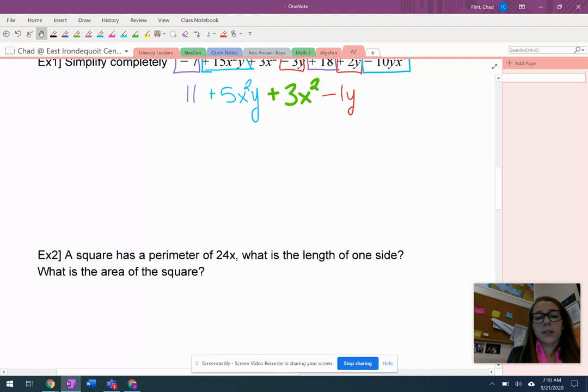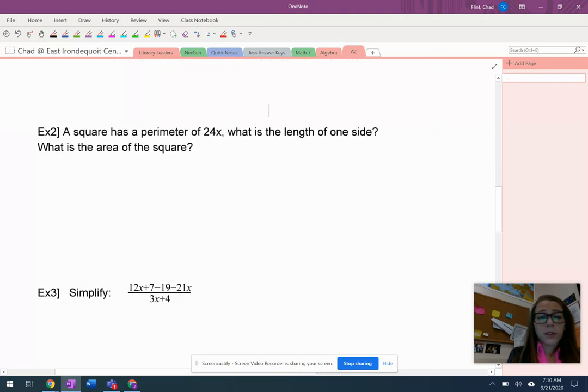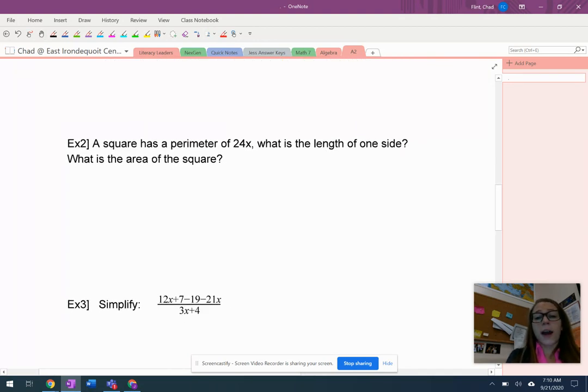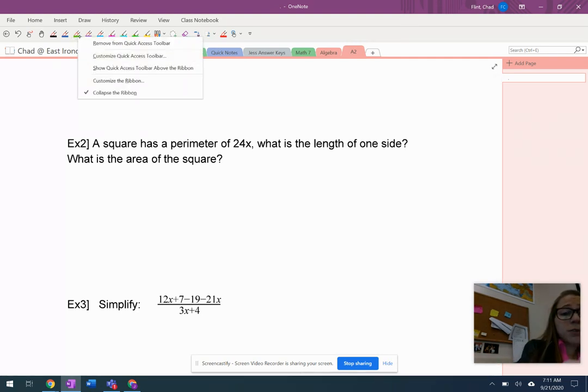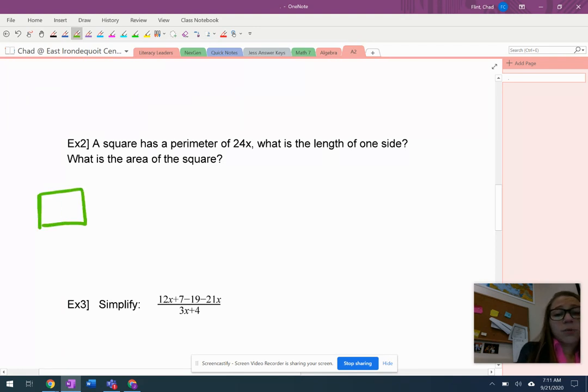Okay, let's take a look at example 2. A square has a perimeter of 24x. What is the length of one side? Whenever we talk about shapes of any sort, you definitely want to start off by drawing yourself a picture. And what do we know about squares? Well, I know that squares have 4 equal sides.